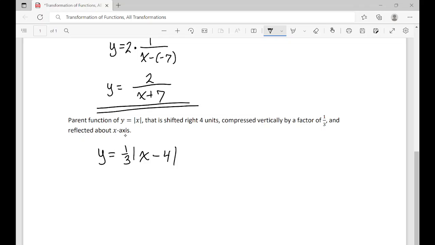And it's reflected about the x-axis, so we're going to have a negative in front of the whole thing as well, like this. And I'm going to make sure we emphasize this is absolute value, not another 1. So we got negative 1/3 times the absolute value of x minus 4. Nothing else you really need to do here. So this is our new function for these given transformations.